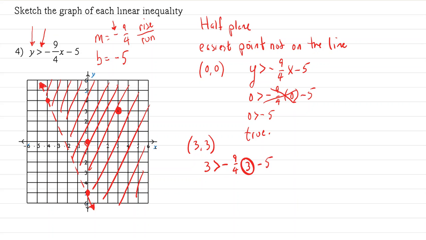So here we go. We get 3 is greater than negative, let's see, that would be 27/4 minus, and I'm going to just change this into 20/4, and we get 3 is bigger than negative 47/4, which is obviously a true statement because all positive numbers are always greater than negative numbers. So this confirms we get a true statement.